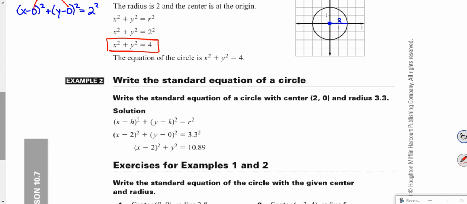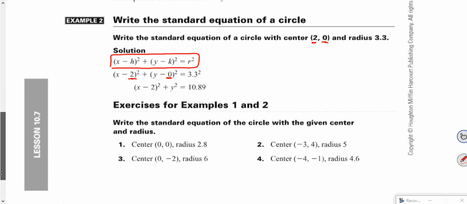Here, write the standard equation of a circle with center (2, 0) and radius 3.3. Well, you're literally just plugging it into the formula. This, remember, is the formula. Your center is your (h, k). That's where it comes from, the 2 and the 0. So (x minus 2) squared plus y squared equals 3.3 squared, which is 10.89.